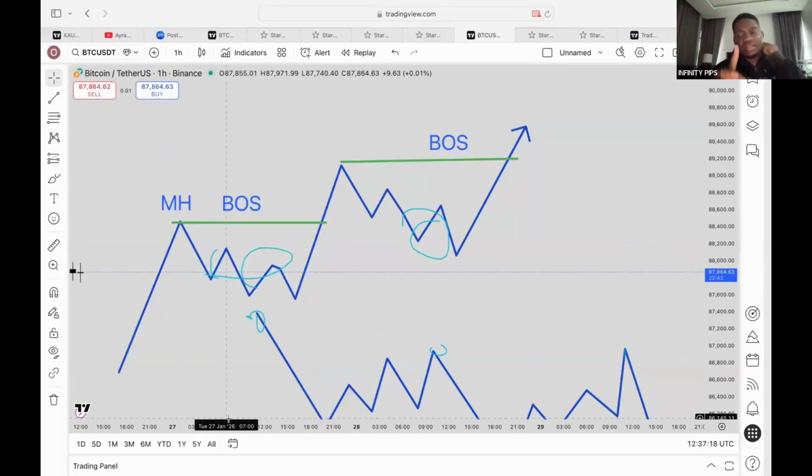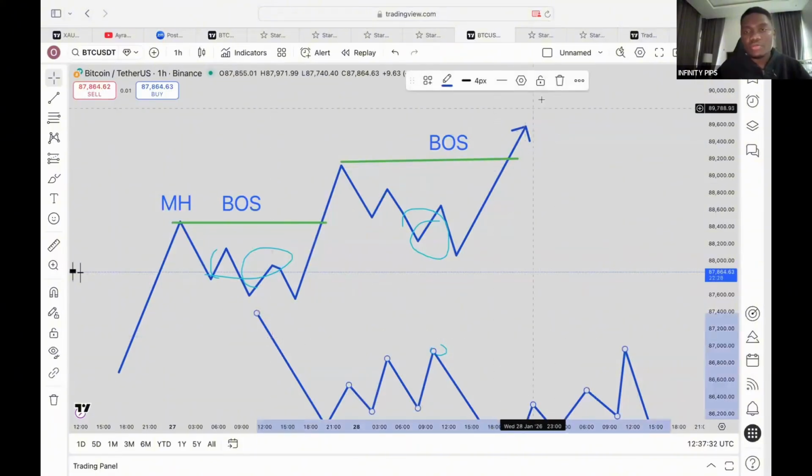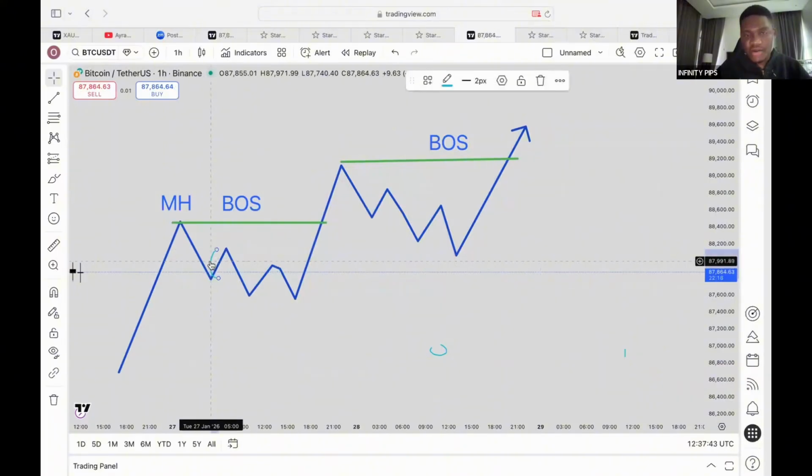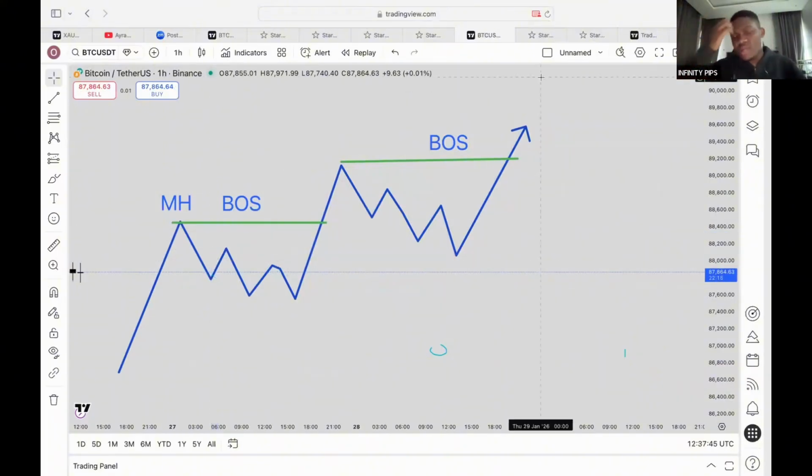Now, there are major and minor change of character. Let me start by deleting this gradually without deleting everything. And then I'll give you how to identify when the market is about to change its character. I'll give you 3 ways to identify when the market is about to change character.